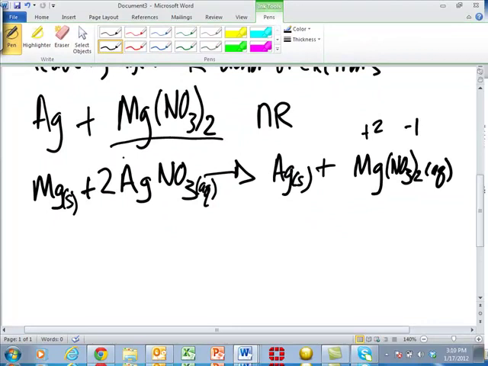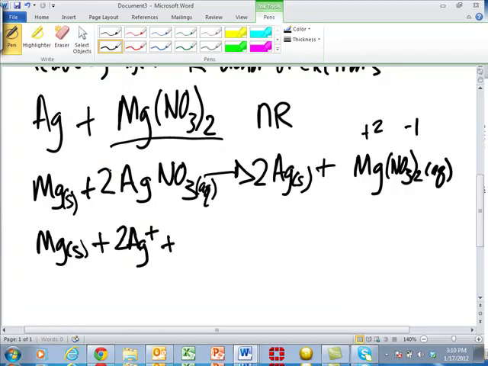Now I have 2 silvers on the left and only 1 on the right. I need a 2 here. Now we're balanced, okay? Now we'd write our complete ionic equation. So magnesium is a solid, it's neutral, it stays by itself. Silver nitrate, the charge on silver is, remember, silver's a +1.